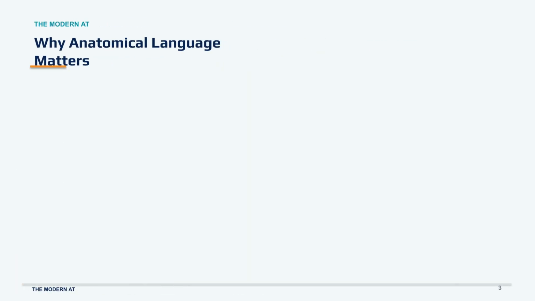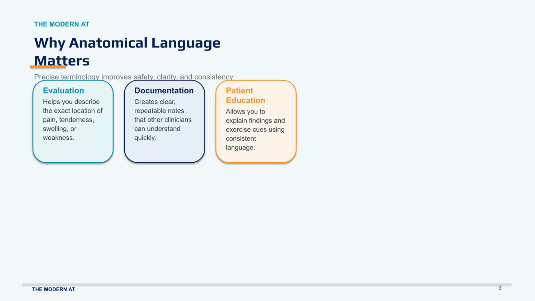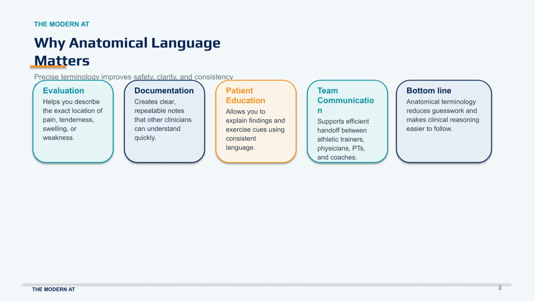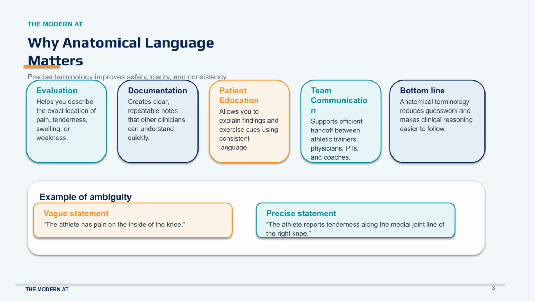Precise terminology is vital for safety, clarity, and consistency. It improves evaluation, documentation, patient education, and team communication. For example, use medial joint line of the right knee instead of inside of the knee for precision.